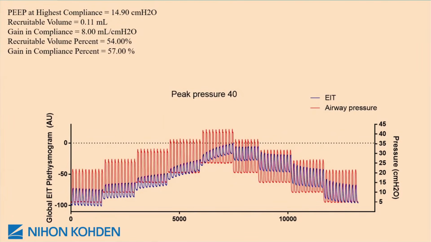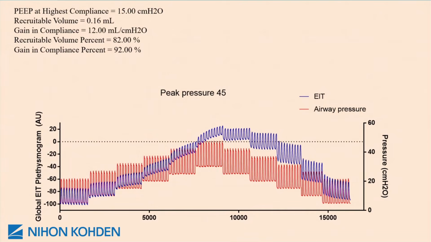Again, an example of a patient with high recruitability. The blue line is showing some hysteresis, so the decremental phase has much higher volume than the incremental phase. And the airway pressures, in red, are very symmetrical, incremental and decremental. This is much more recruitable, you see?